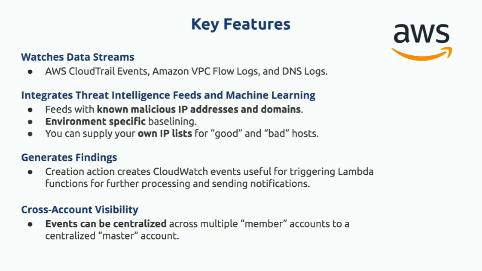So where do they get data from? They get data from CloudTrail events, VPC flow logs, and DNS logs, right? Notice no host-based items in there just yet. That's for you to bring, right? So what things can they detect from that perspective? The known good IPs and domains, environment-specific baselining, which we'll talk a little bit about, and the IP list that you supply.